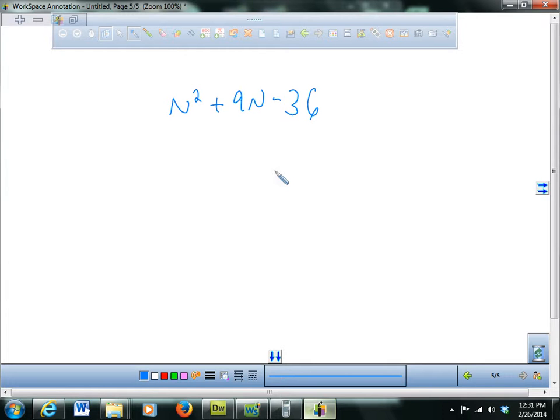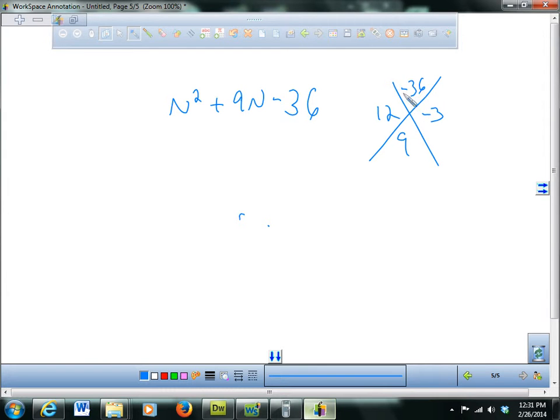Jasmine has her hand up first. Go ahead. 12 and negative 3. Perfect. So Jasmine is correct, right? So up here goes negative 36, right? And 9, and she said it's got to be 12 and negative 3.